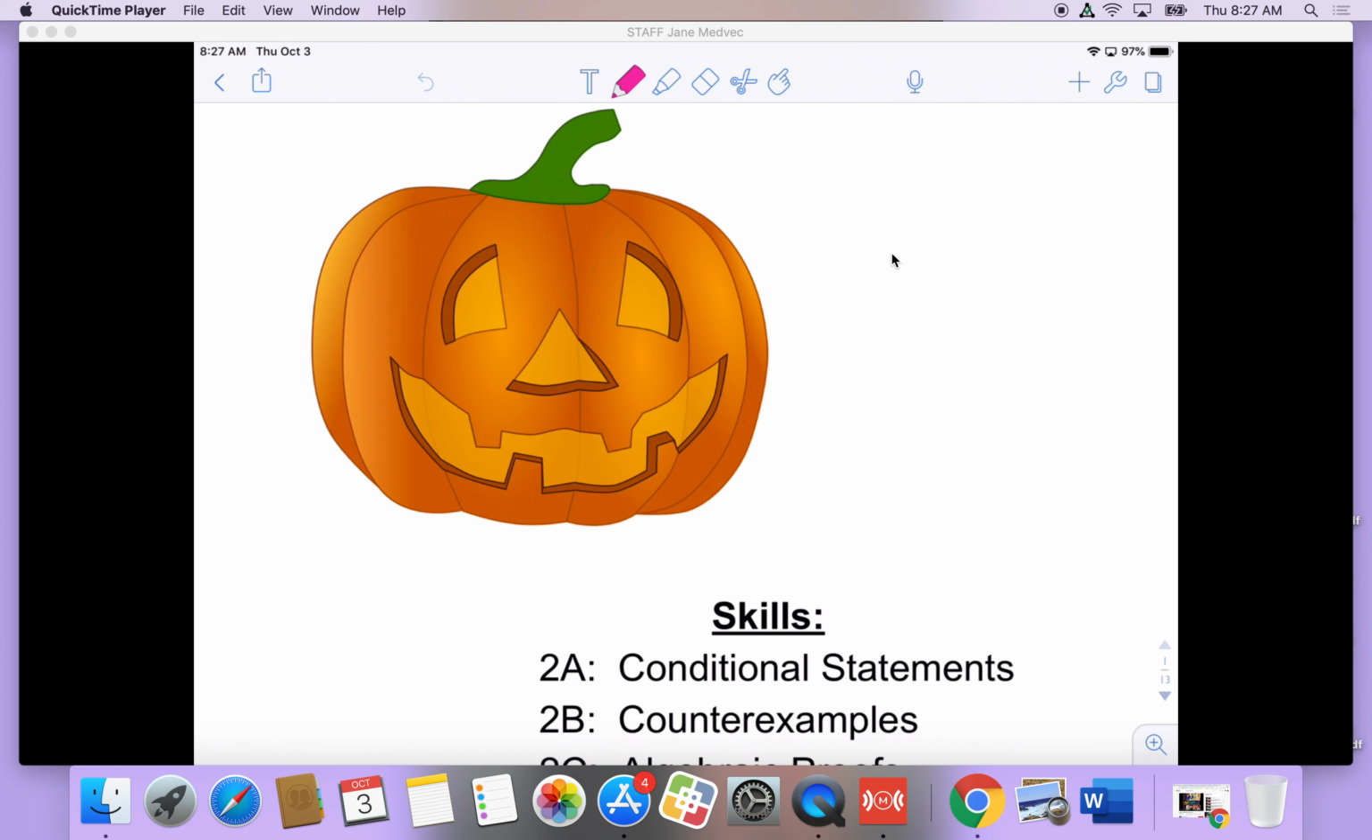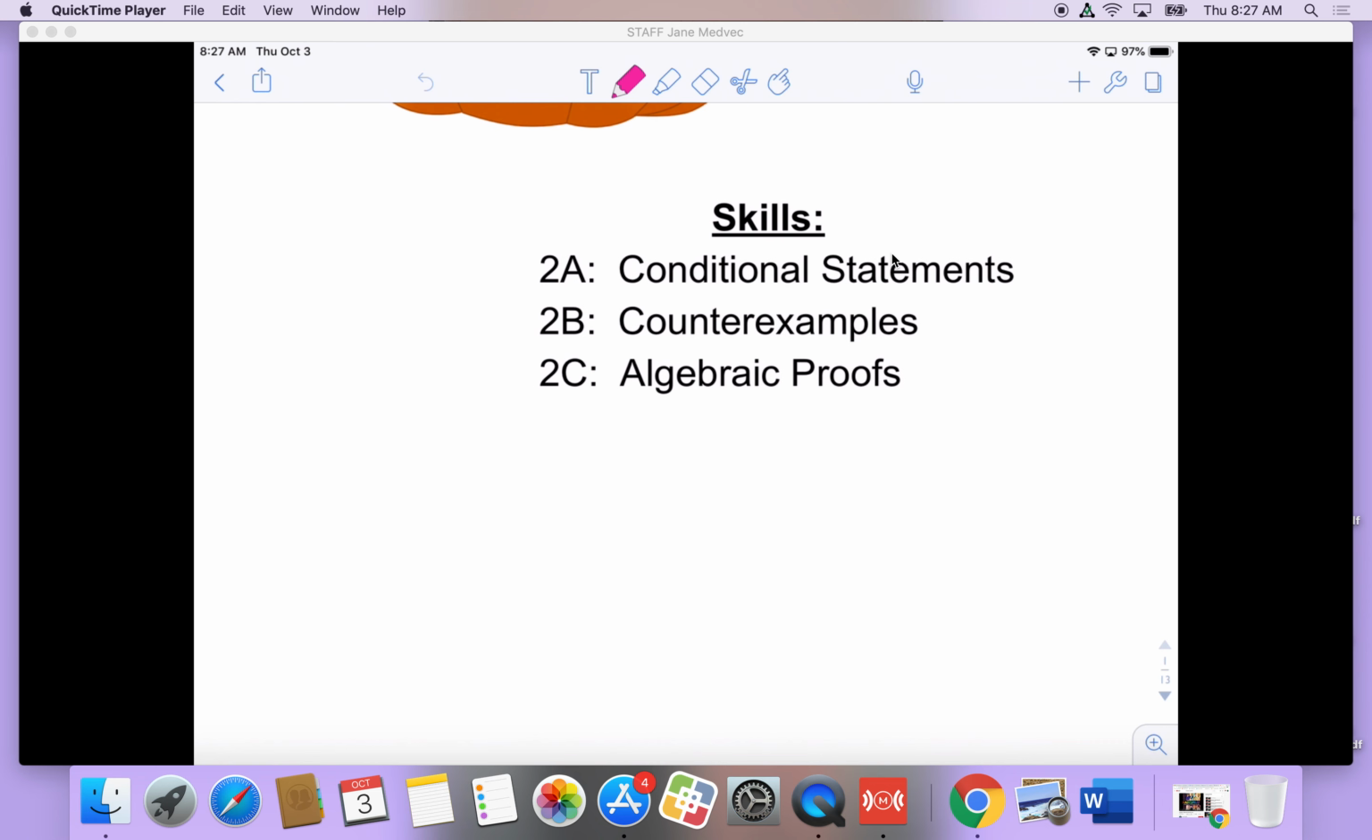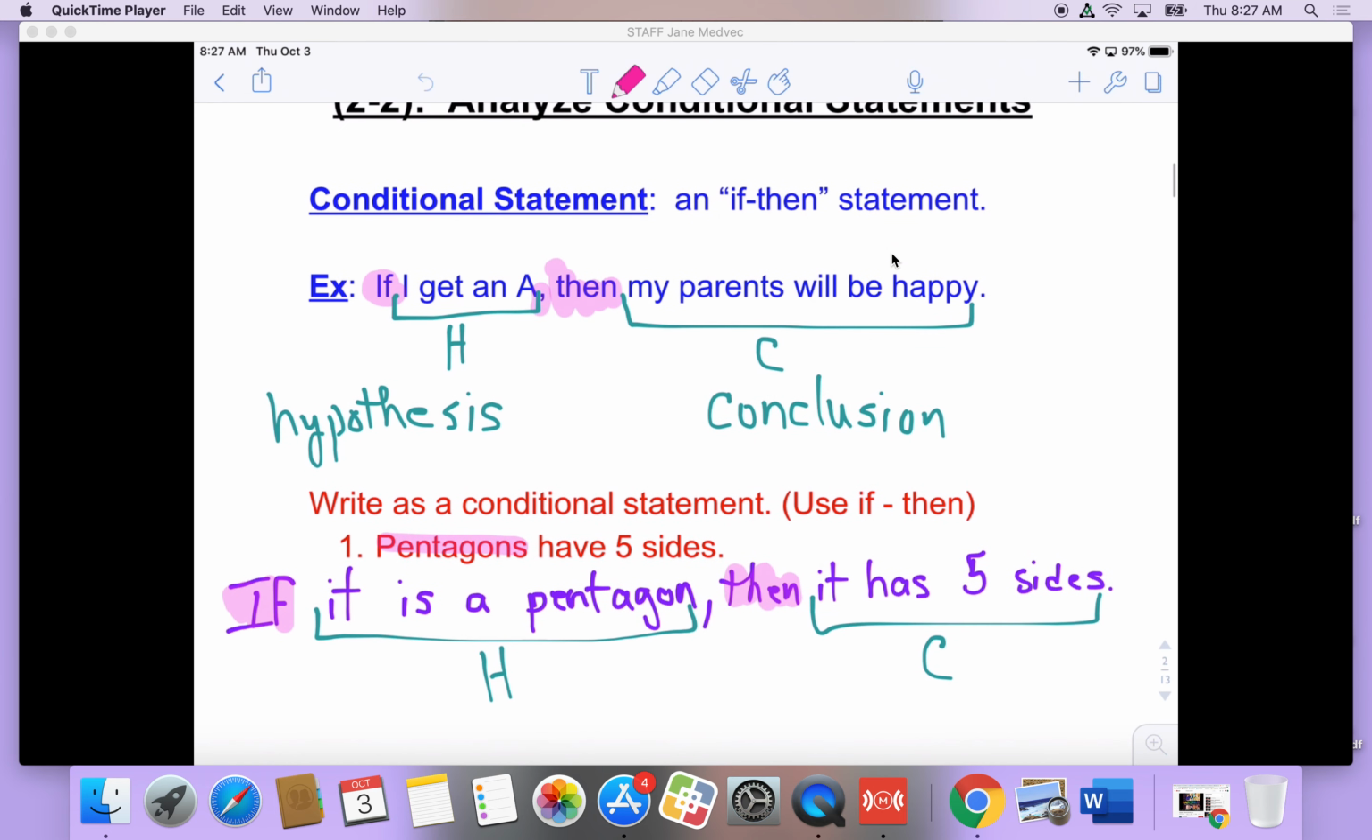We're going to do day 2 of 2.2, chapter 2, section 2. And again, we're looking at conditional statements. So we're still working on that 2A standard. If you remember yesterday, we talked about conditional statements. If you remember, those were the if-then statements.